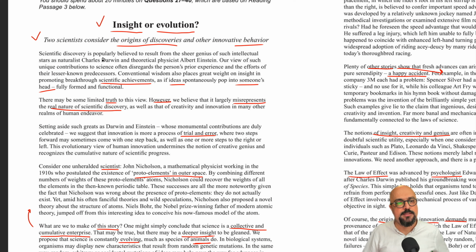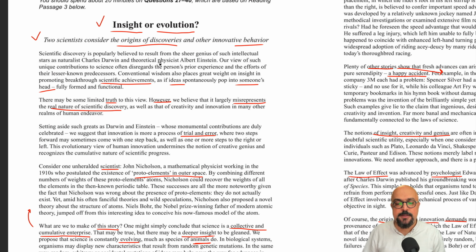Scientific discovery is popularly believed to result from the sheer genius of such intellectual stars as naturalist Charles Darwin and the theoretical Albert Einstein. Our view of such unique contributions to science often disregards a person's prior experience and the efforts of their lesser-known predecessors. Conventional wisdom also places great weight on insight in promoting breakthrough scientific achievements, as if ideas spontaneously pop into someone's head, fully formed and functional.